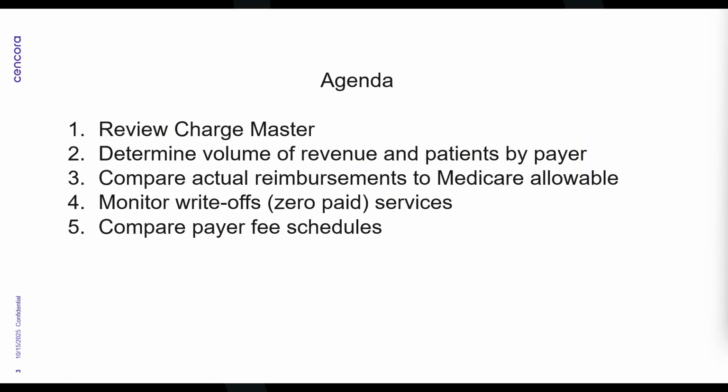Then we'll look at some reports to compare reimbursement to the Medicare allowable. And when you're comparing payers to just one metric like the Medicare allowable, then you can easily identify payers where the rates are going to be below what you consider acceptable levels. We'll also take a quick look at the zero paid report so you can monitor your write-offs. And then lastly, we'll look at the rate simulator to see the financial impact of any changes to a contract.